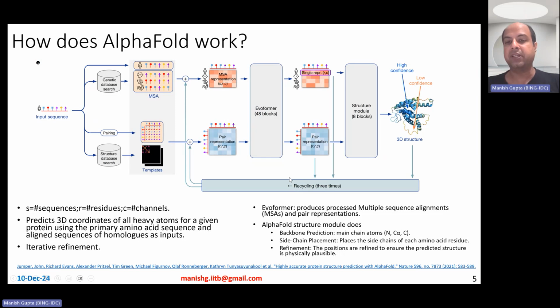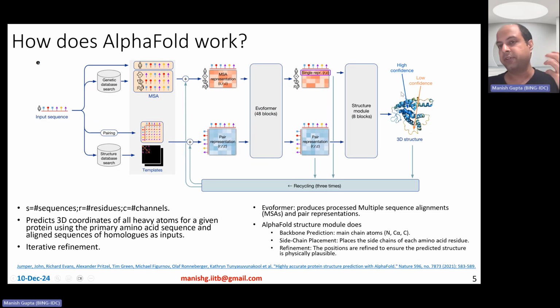And this is what they call recycling. So they recycle 3 times. So it's a pretty deep architecture, 48 blocks times 3, basically, which is recycled. So that's that. And then there are 8 other structure module blocks, basically. Okay. So that's that. Now, AlphaFold actually does 3 things mainly.